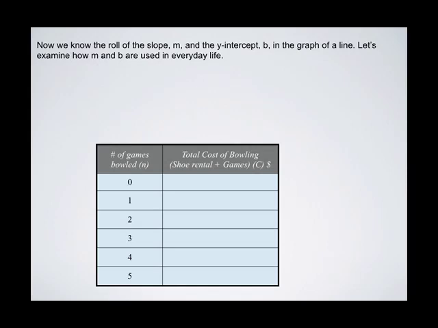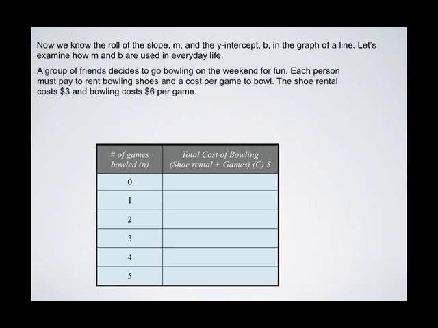Now that we know the role of slope m and the y-intercept b in the graph of a line, let's examine how m and b are used in everyday life problems. A group of friends decides to go bowling on the weekend for fun. Each person must pay to rent bowling shoes and a cost per game to bowl. The shoe rental costs $3 and bowling costs $6 per game.